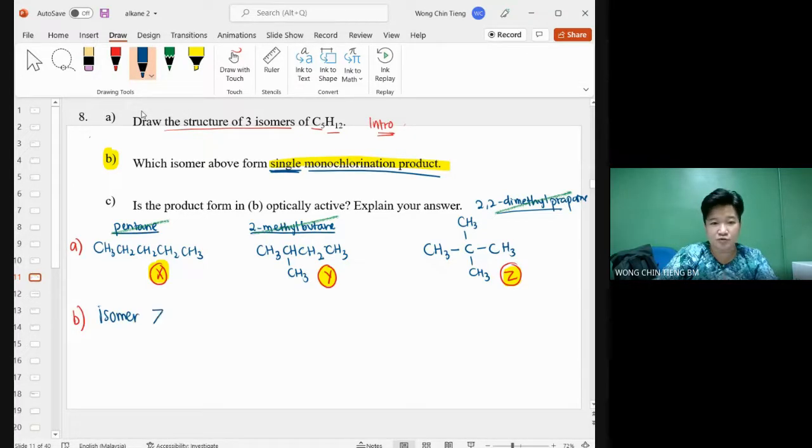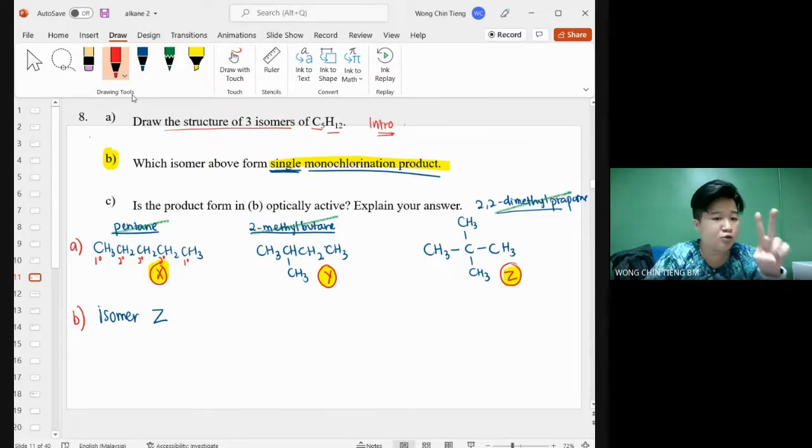Yes, and I setuju. So, kenapa isomer Z? We talked about it yesterday, the Monday. The first thing that we check when we want to see how many products we have is actually the class. Okay? So in X, you can see I have a primary, a secondary, and a primary. Having a different class over here already results in at least two products. So, dah out dah.